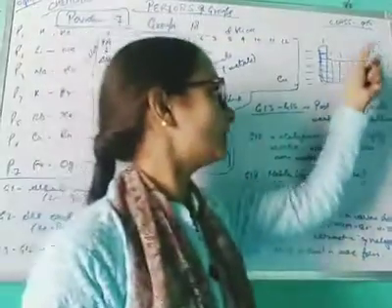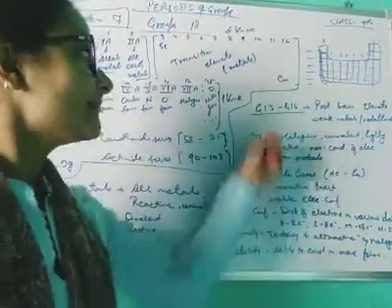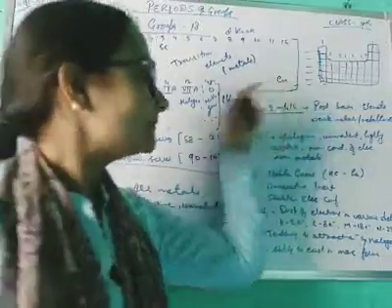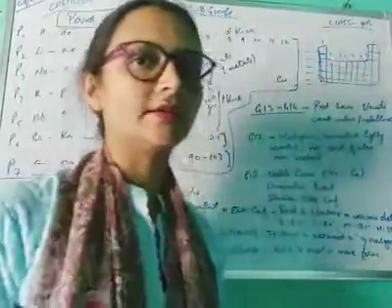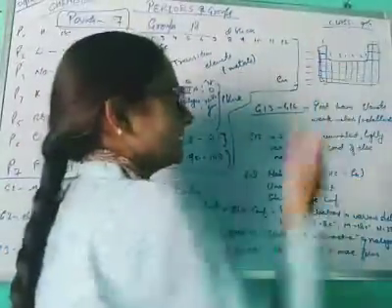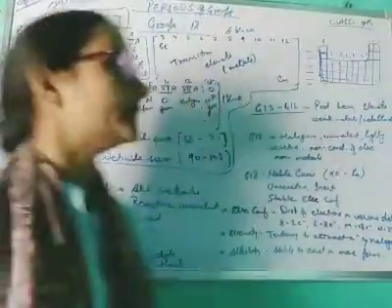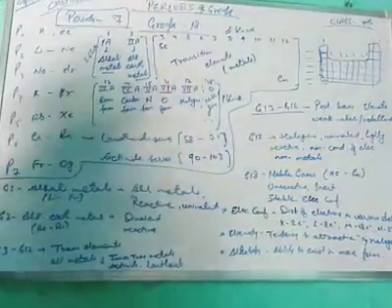Groups run from up to down, and the periods are the horizontal lines from left to right. Groups are the vertical lines from upward to downward. So there are a total of 7 periods.